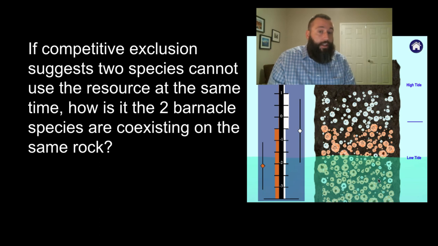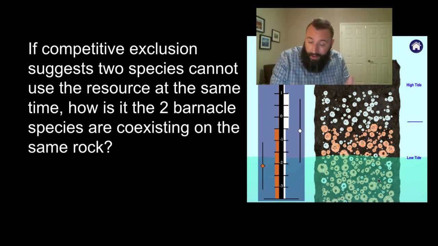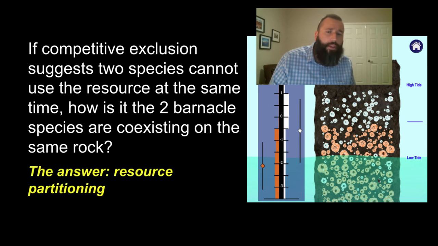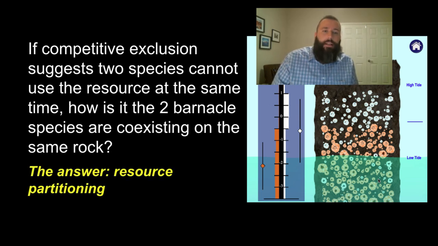Here's the question. If competitive exclusion suggests two species cannot use the resource, in this case the rock, as habitat at the same time, how is it the two barnacle species are coexisting on the same rock? It's an interesting question. The answer is something called resource partitioning. Sometimes it's called niche partitioning. And we'll talk about it a little bit more in class in a moment.